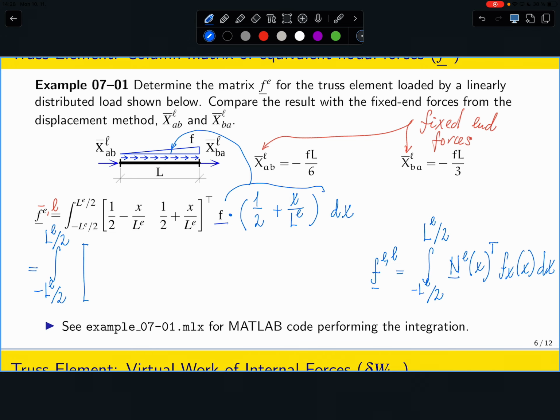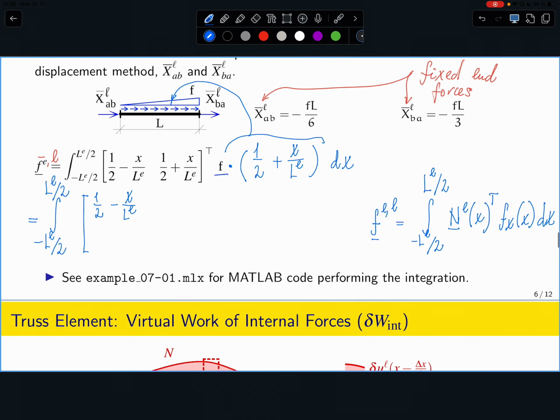So I will get 1/2 minus x over LE, 1/2 plus x over LE, so this is the transposition. Now I'm multiplying this by this constant f, which is the intensity of the load I will see at the end. So this is something I can throw out of the integral because it is independent of x. And I will multiply this by 1/2 plus x over LE dx.